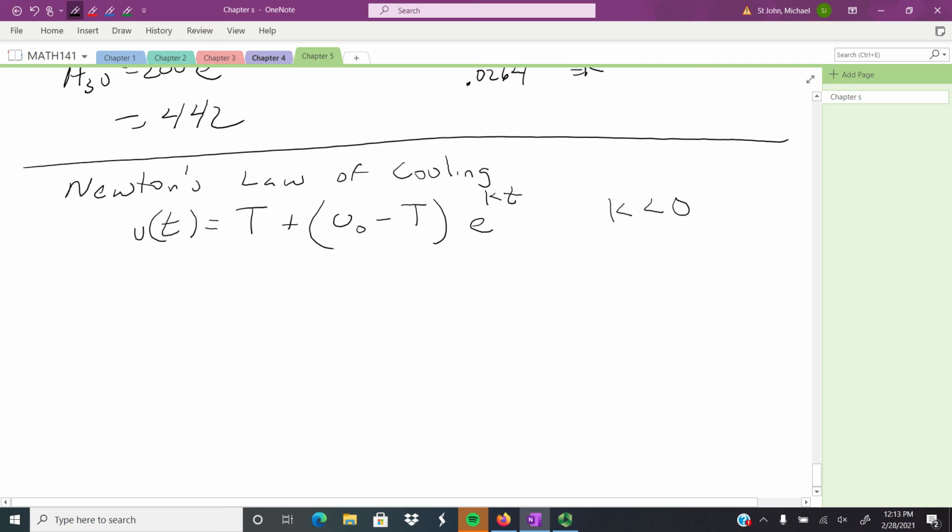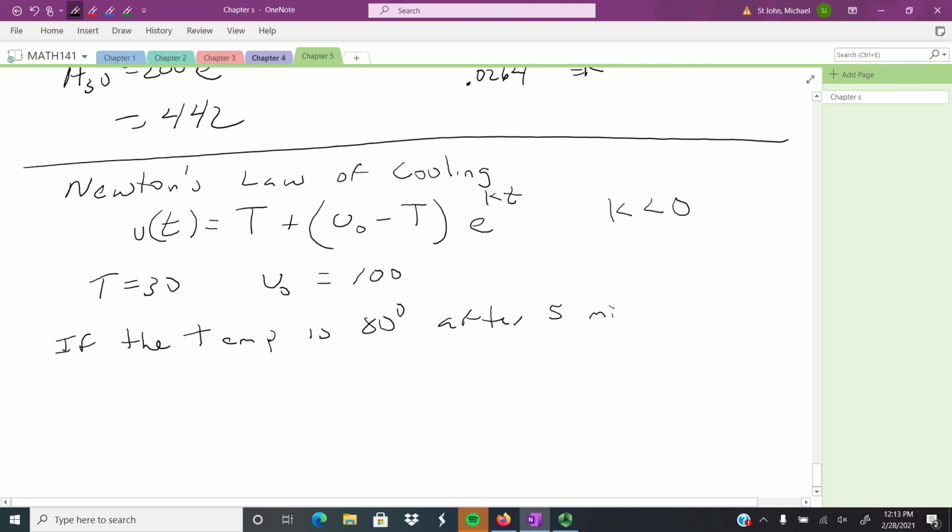So given that the room temperature is 30 degrees Celsius and we're starting at a temperature of 100 degrees Celsius, we want to answer this question, and that is, if the temperature is 80 degrees after 5 minutes, when will the temperature reach 50 degrees? Right?